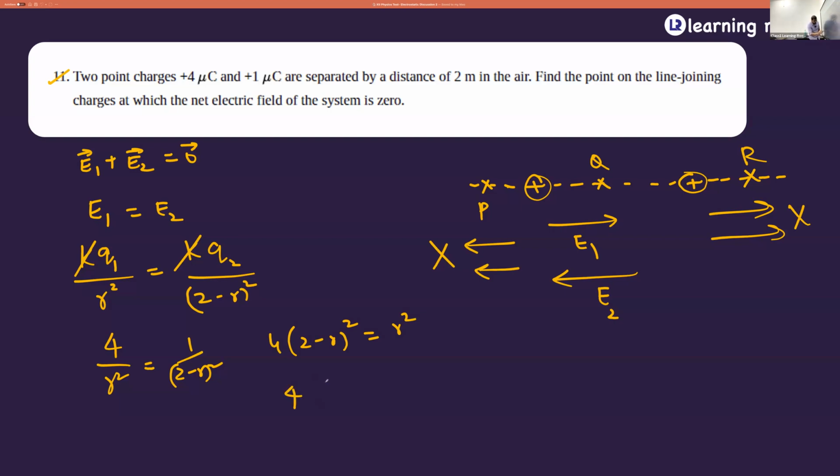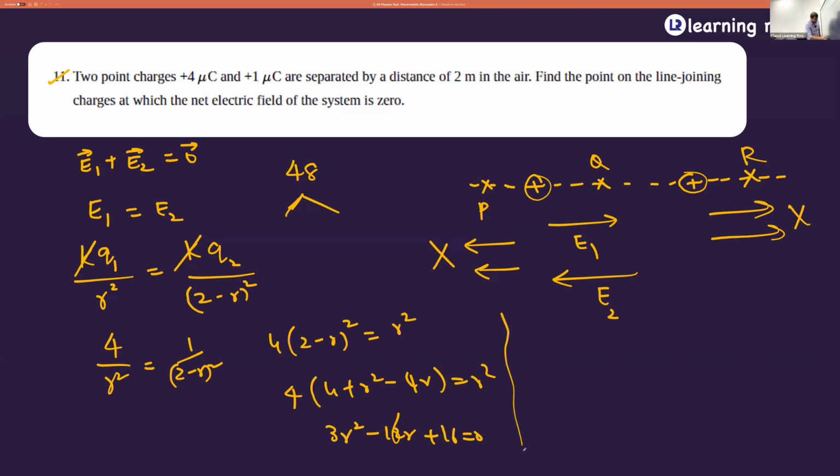So it is 4 into 4 plus R square minus 4R is equal to R square. So when you solve this, you get 3R square minus 12R plus 16 is equal to 0. 3 into 16 is 48. So how will you split 48? No, 16R. So 16R means correct. 16 is correct, no? Yes. So 3R square minus 16R plus 16. So 3 into 16 is 48. How are you going to split that 48 so that the sum of these terms gives you minus 16?